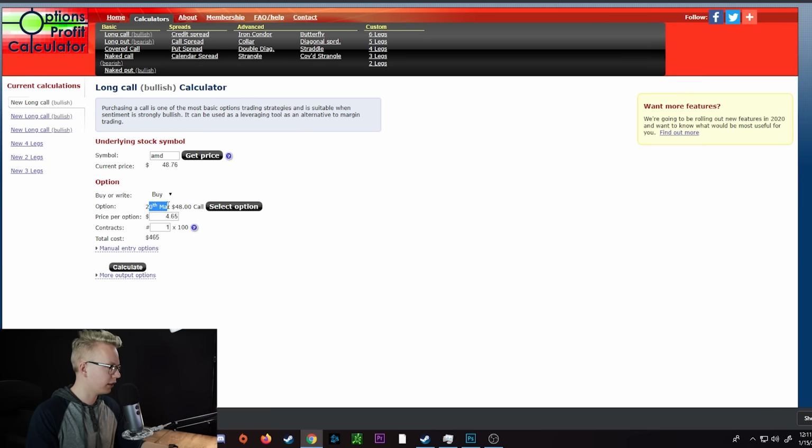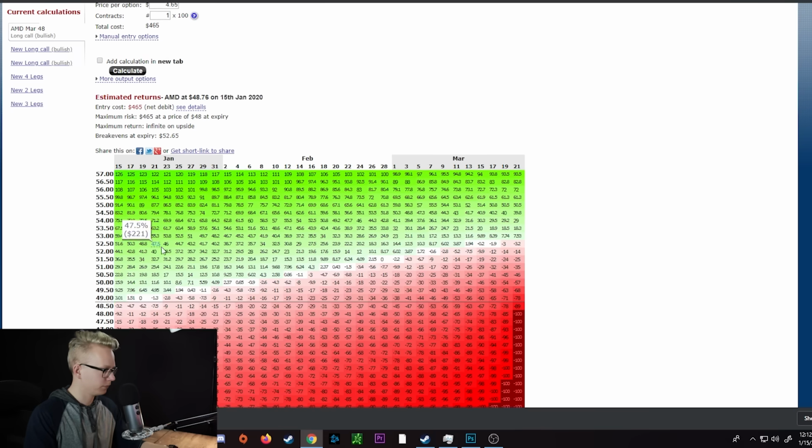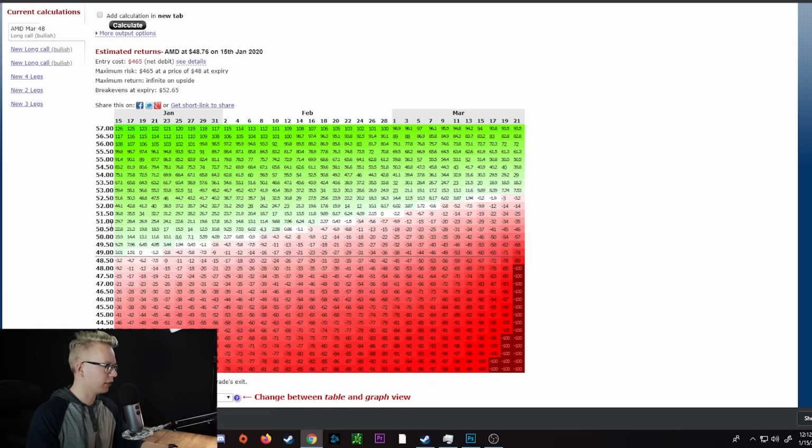So we're buying the March 20th call at a 48 strike. We're paying $4.65 in premium, which is $465 total. You can see the total cost is $465 right there. And we are going to hit calculate. So on the y-axis this time, we have stock prices. Right now, AMD is trading between 48.50 and 49. At the top, we have different dates. So here's January, February, March, April. So at what stock price and what date, what is your profit and loss going to be?